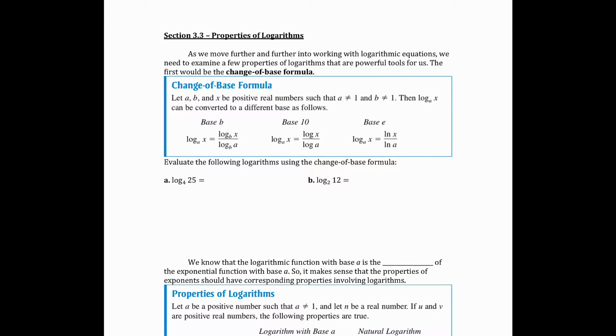So the further we get along into logarithms, the more properties we're going to need to properly use them. The first property we're going to talk about is the change of base formula. If we let a, b, and x be positive real numbers, with a not equal to 1 and b not equal to 1, then log base a of x can be converted to any different base as follows.